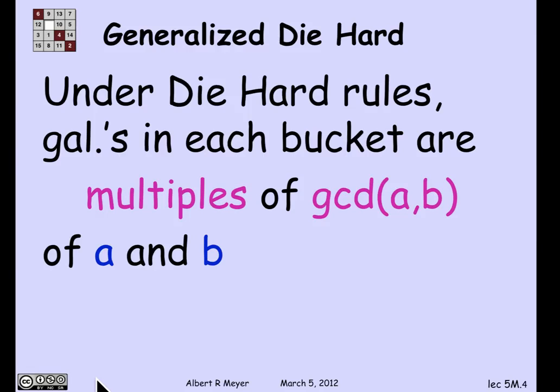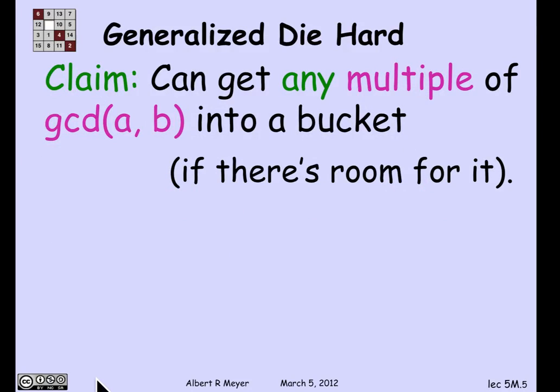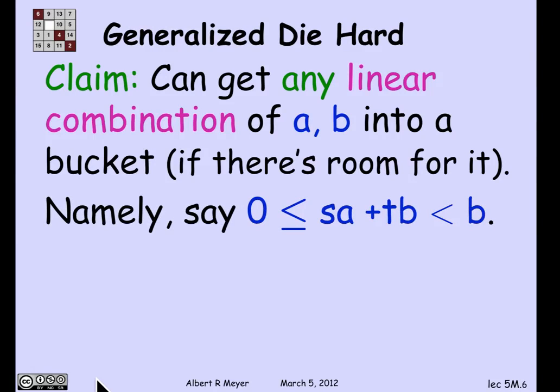So that gives us a pretty good understanding of what the amounts that we can get in the various buckets are. We can only get multiples of the GCD, but in fact you can get any multiple of the GCD of A and B into a bucket, providing it'll fit in the bucket. That's the same as saying that you can get any linear combination amount of A and B into a bucket if there's room for it in the bucket. So let's see how to do that.